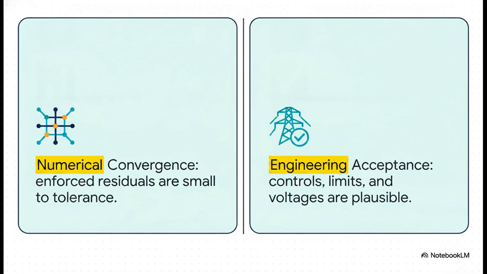Are the reactive controls actually consistent? Are limits respected? Are the resulting voltage magnitudes and angles physically plausible? Do the directional branch flows and total losses actually reconcile with reality? You see, a perfectly mathematically converged result can still be completely unacceptable in the real world, and a technically strong engineer can explain exactly why.